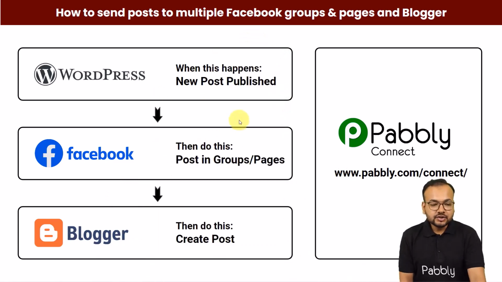Here you just have to create and publish a post in your WordPress website, and the same post will be posted into multiple Facebook groups and pages simultaneously, and the same post will be created in multiple Blogger accounts as well. And to make this happen, we are using Pabbly Connect guys, which is going to integrate these three applications, and you just have to create one post and that's it.